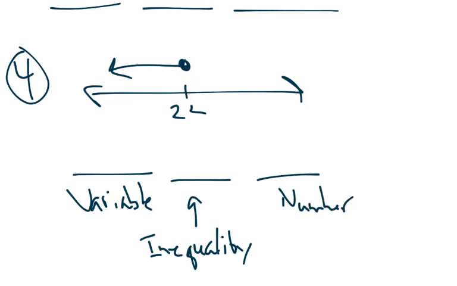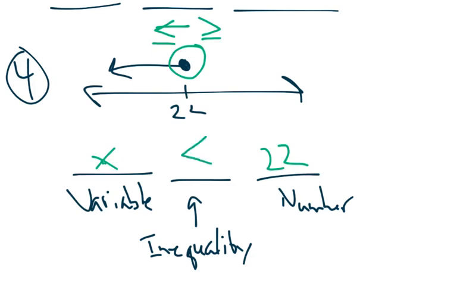So my variable is going to be x. My number is 22. And then my inequality, I'm noticing that it's a closed circle. So that means I'm either doing less than or equal to or greater than or equal to. And since the variable's on the left, I'm able to use the arrow trick and realize it's got to be less than or equal to.